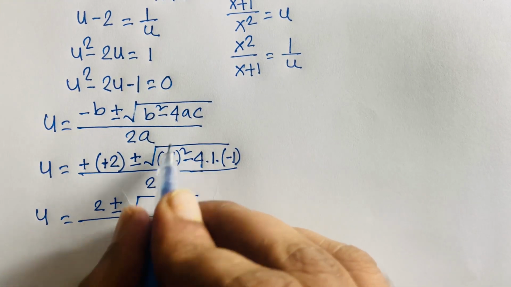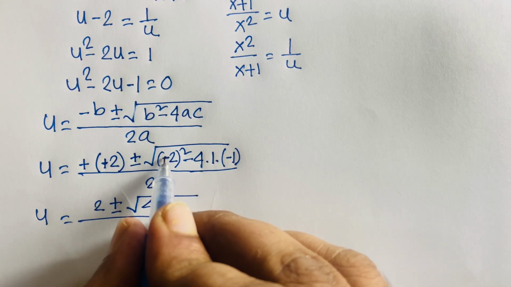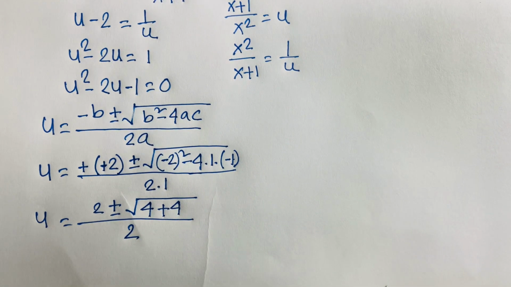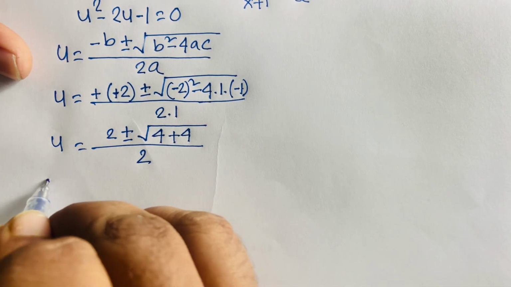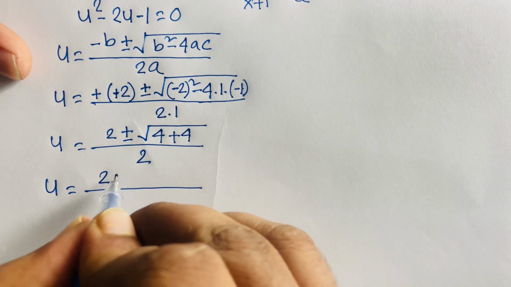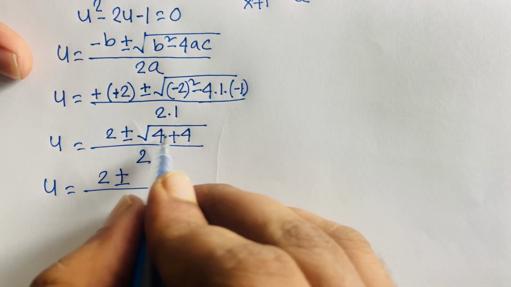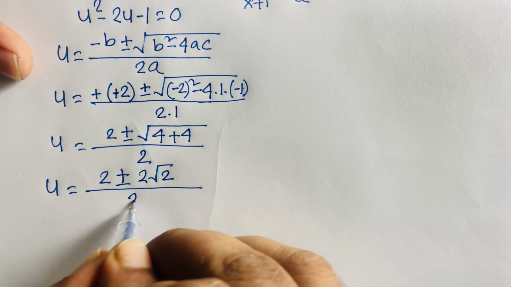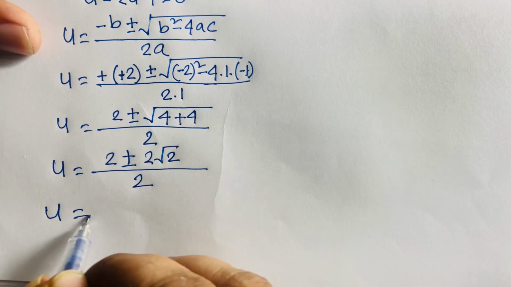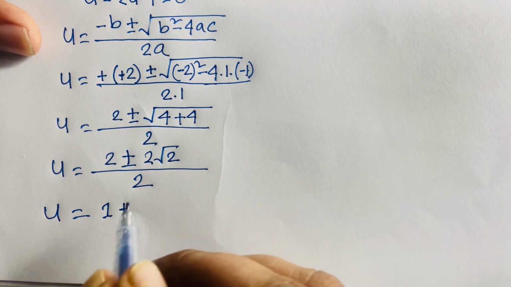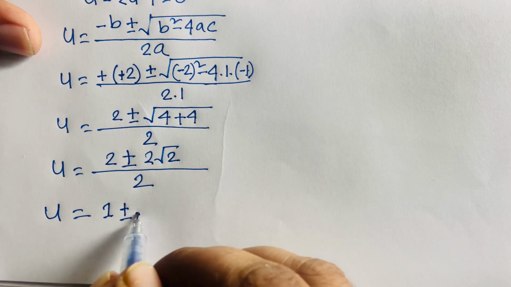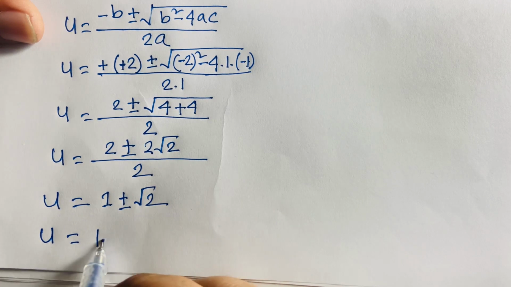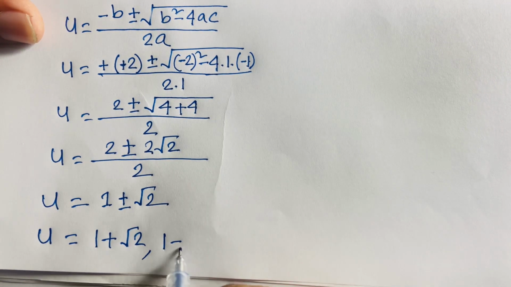Then u is equal to minus minus, it will be plus 2, plus minus square root of minus 2 whole square, so it will be 4, minus minus it will be plus, 4 times 1 it will be 4, over 2. Then I can see easily u is equal to 2 plus minus square root of 8, since 4 plus 4 is 8. We know that square root 8 is 2 square root 2, over 2. Then u is equal to 1 plus minus square root 2, as the 2 cancels. So we find u is equal to 1 plus square root 2 and 1 minus square root 2.